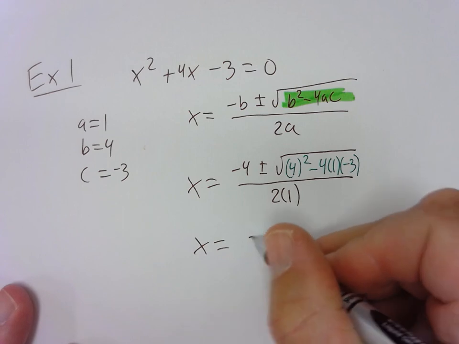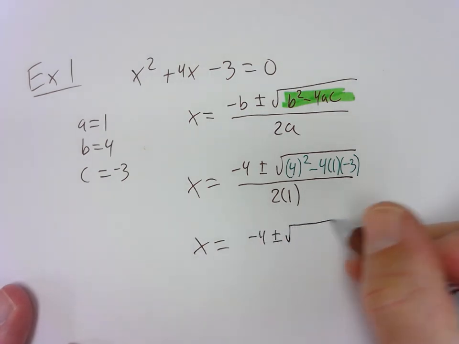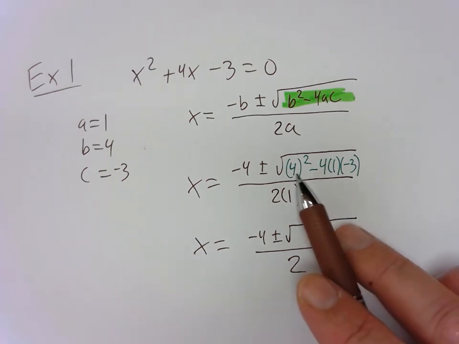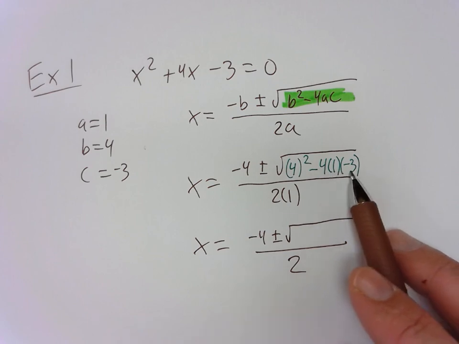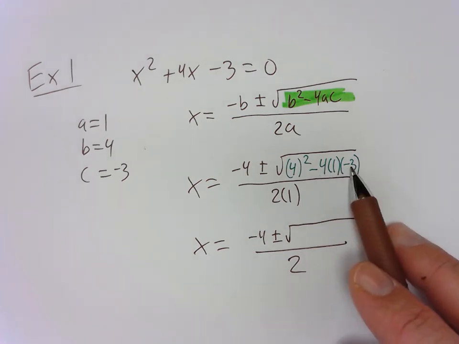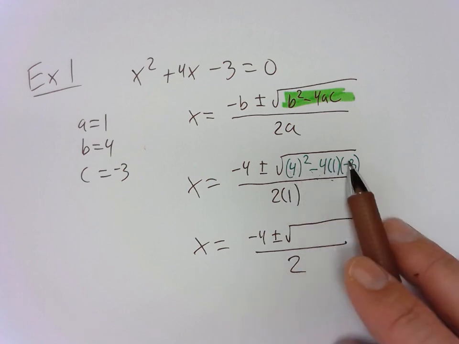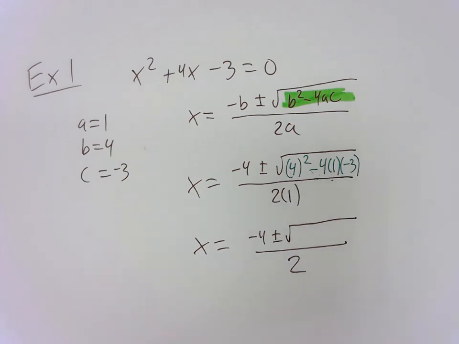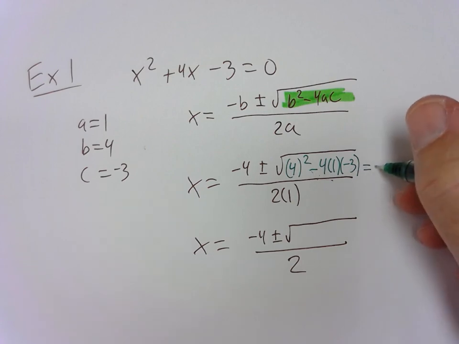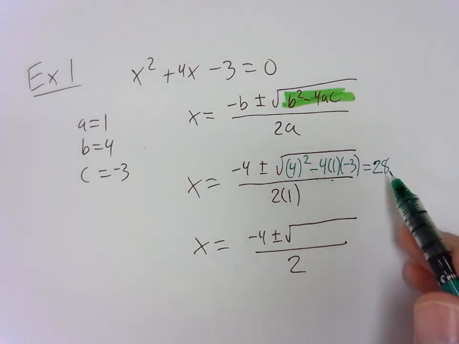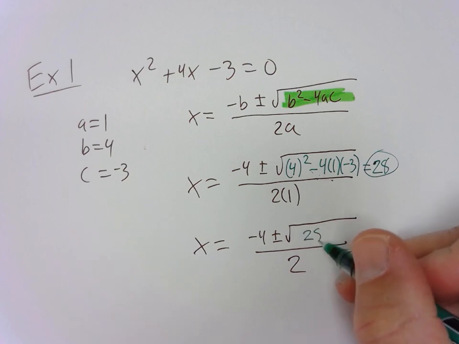x equals negative 4 plus or minus square root over 2. So now we have to calculate this part right here: b squared minus 4 times a times c. Well, there's a negative times a negative. That's positive times 1, so all this part's 12. And then this would be 16. So it's 12 and 16 added together, because that's a negative times negative. So this part right here is equal to 28, because that's 12 and 16. So 28 comes down here.